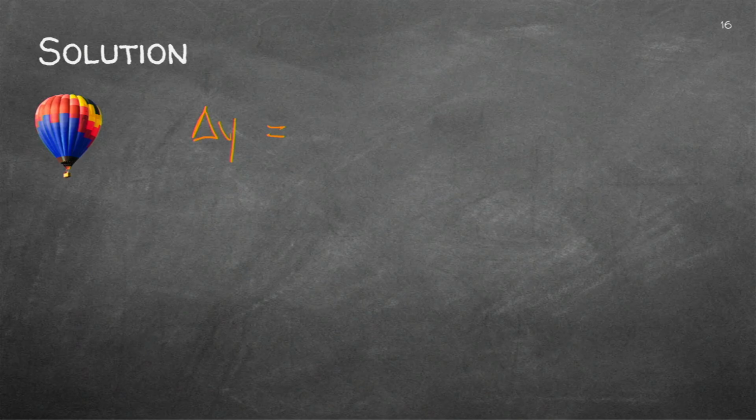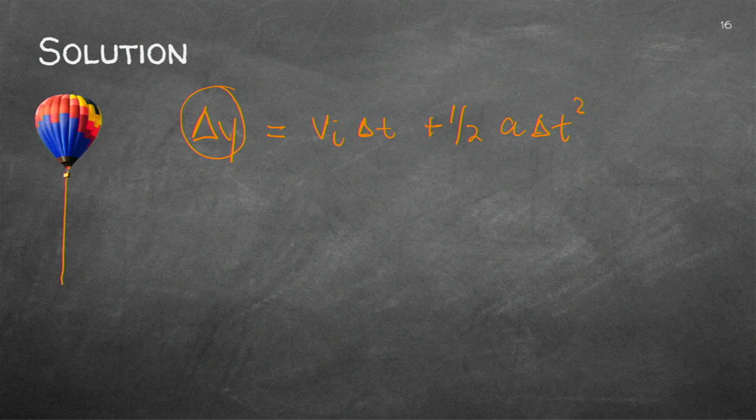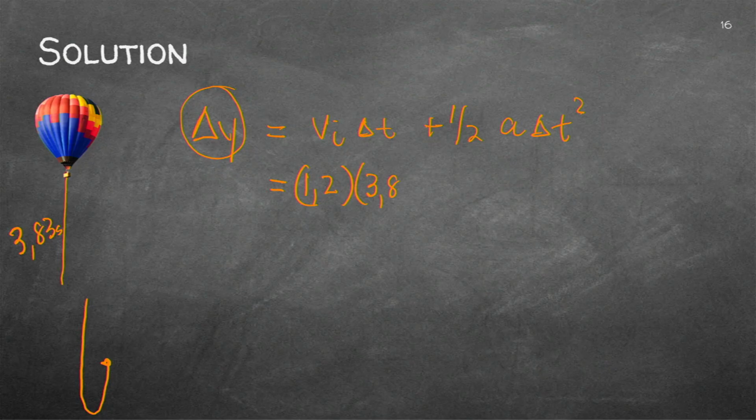Delta y is vi delta t plus a half a delta t squared. I need to calculate the y of the balloon. The time span is 3.83 because that's what it took the ball to go down and up again. So I've got initial velocity of the balloon, the time of 3.83. I know the balloon is not accelerating, so that's 0. I can then calculate the distance as 4.6 meters.